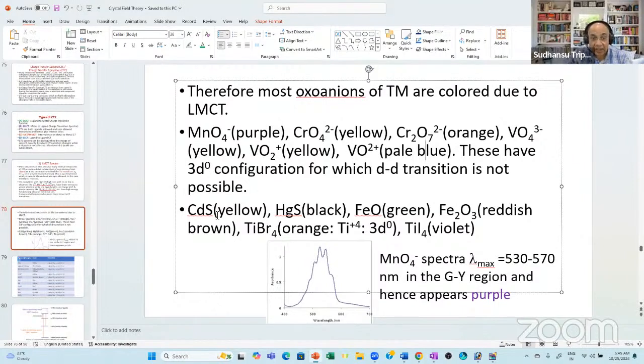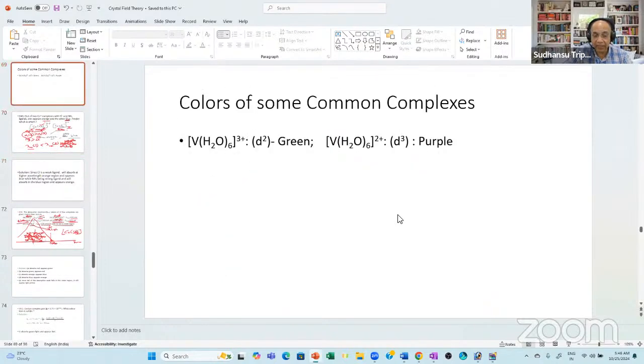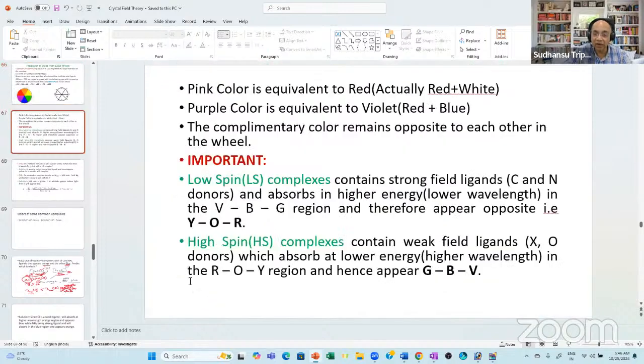And CdS, even though it does not look like a complex, it is a binary compound. It is yellow. It is all due to CT. And sulfido is a pi donor ligand, and therefore cadmium 2 plus, its oxidation state is plus 2. But since sulfido is a pi donor ligand, it is an LMCT complex, and that is yellow. Yellow we are looking at means you can find out what color it must be absorbing from the color wheel we have been doing time and again. CdS must be absorbing. If it is looking yellow, then it will be absorbing in the violet region.